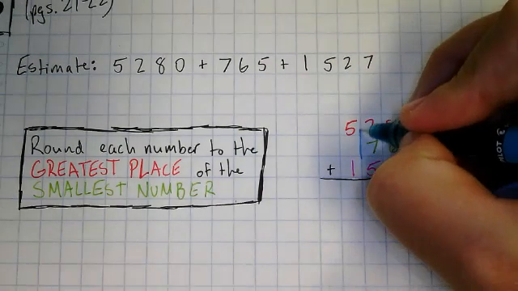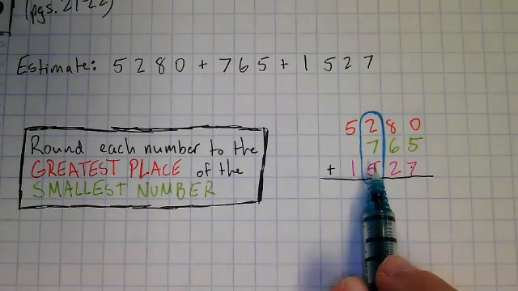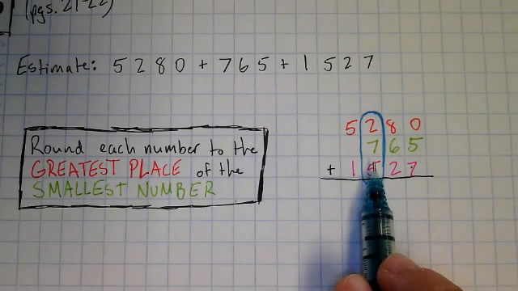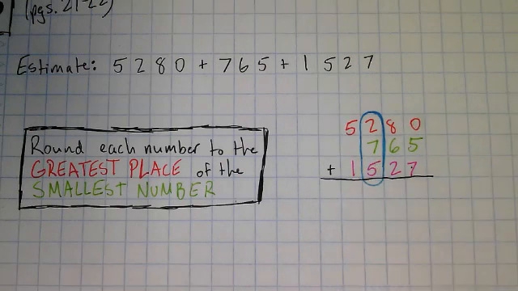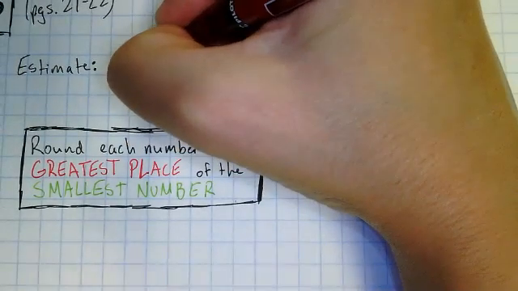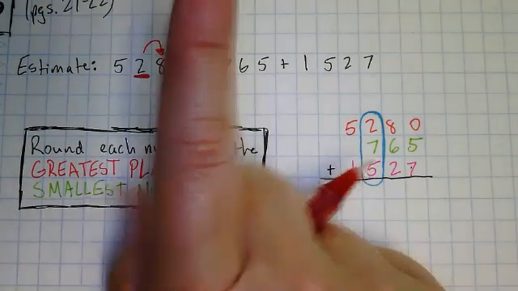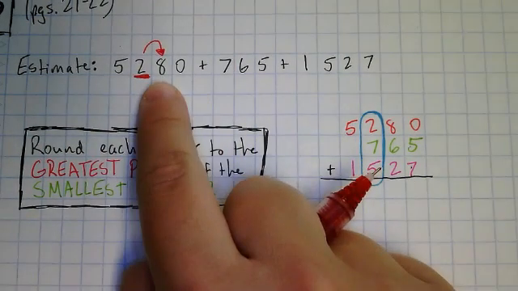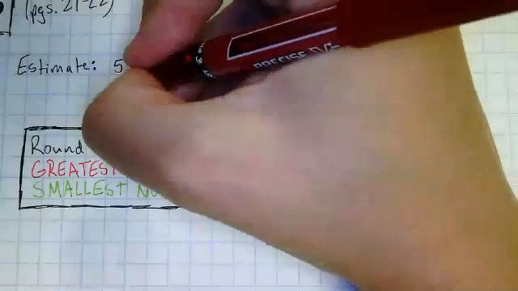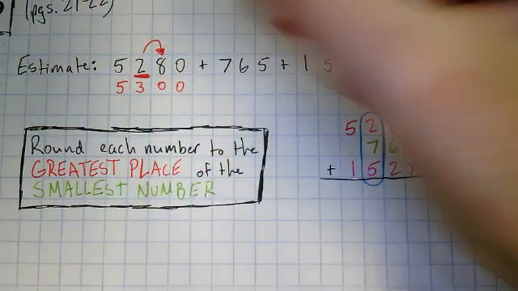That means we're going to round all of these numbers to the nearest hundred. That's the biggest place value of the smallest number. The smallest number is 765. Its biggest place value is the hundreds place value. So we're rounding all these numbers to the nearest hundred. So if we come up to 5,280, that means the nearest hundred is this 2. So we're going to look at that 8 to see if this 2 is going to round up to a 3 or stay a 2. That 8 is 5 and up, so we're going to round up, meaning 5,280 is going to become 5,300.